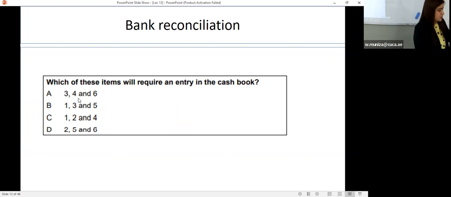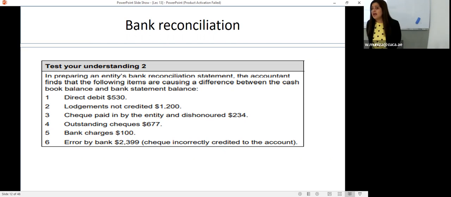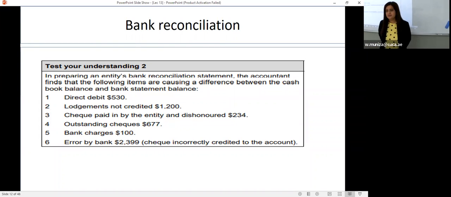The requirement of the question is here. Which of these items will require an entry in the cash book? For which kinds of differences, students, do we make an entry in the cash book? Excellent. For unrecorded items. So simply you have to identify the unrecorded items out of these.